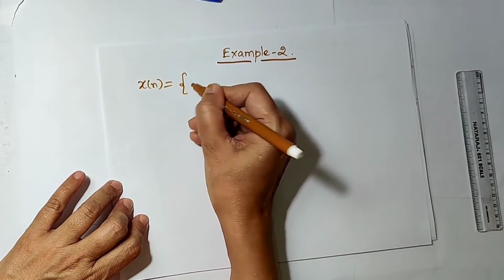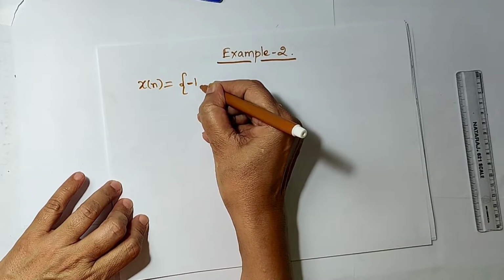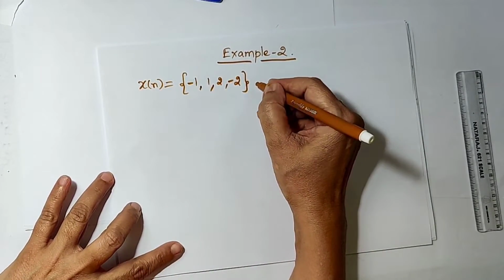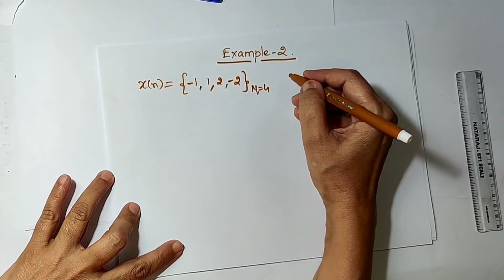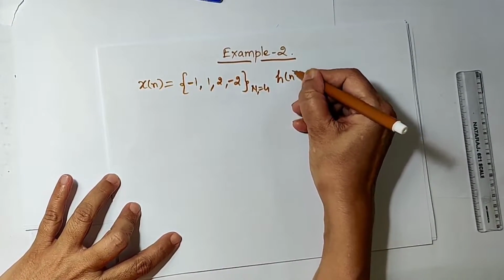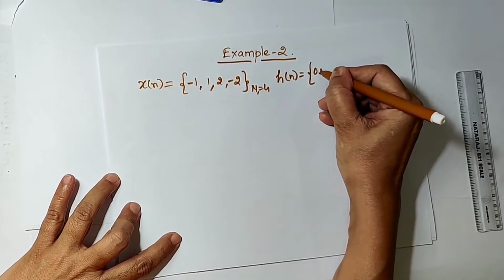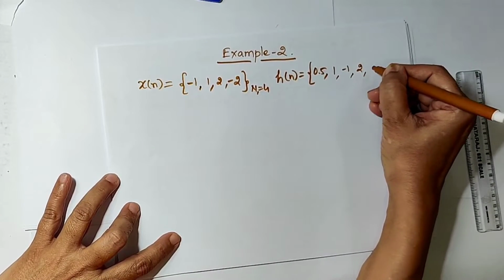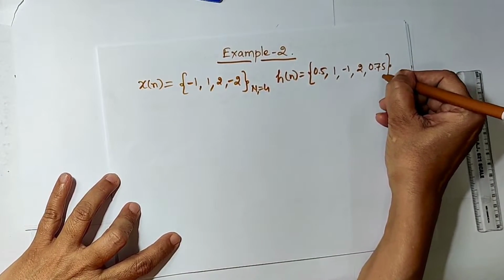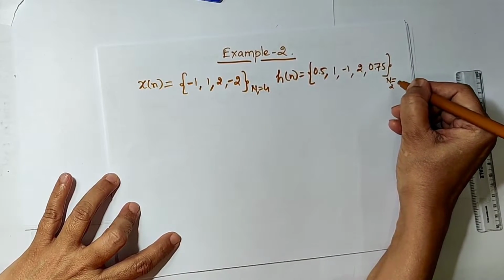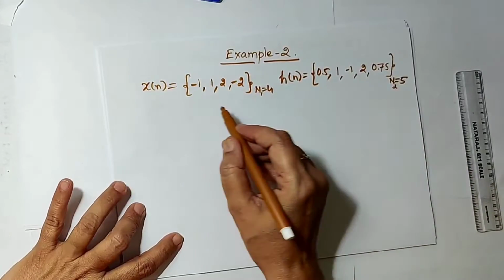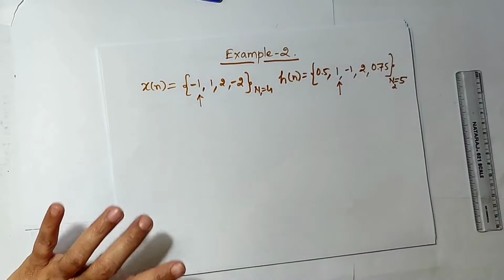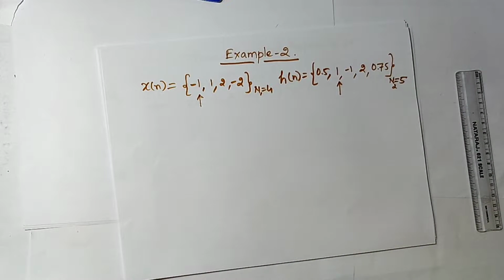Where xn is minus 1, 1, 2, minus 2. In short, n1 is 4 and hn has values 0.5, then 1, then minus 1, then 2 and 0.75. Here n2 is 5. Now the difference is that in xn the origin is here, but in hn the origin is here. Then how to plot this?